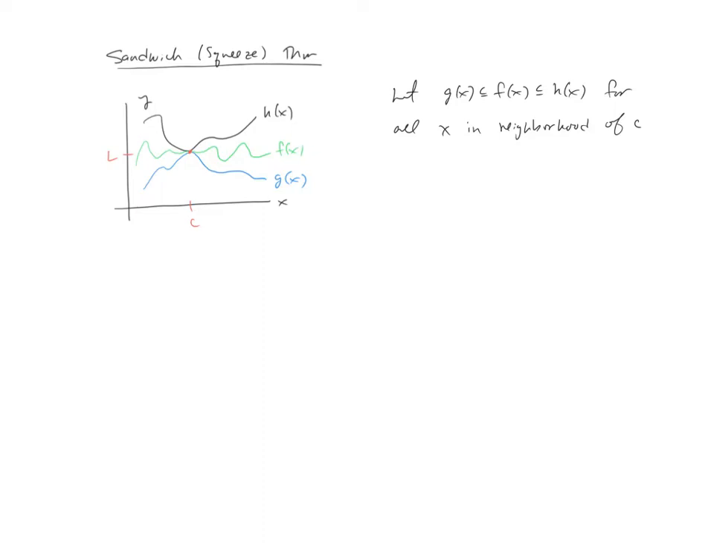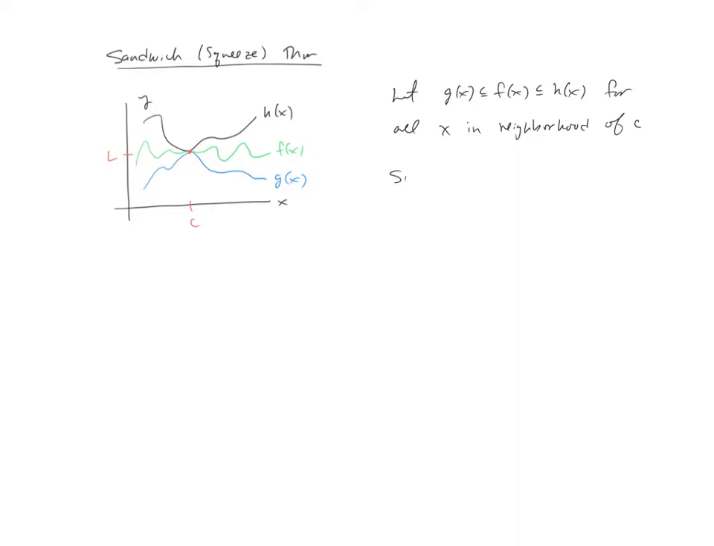We're letting g of x be less than or equal to f of x, less than or equal to h of x, for all x in the neighborhood or in the vicinity of our x equals c. So that really says that function g is on or below function f, which is on or below function h. And so essentially f is always bounded between h and g.